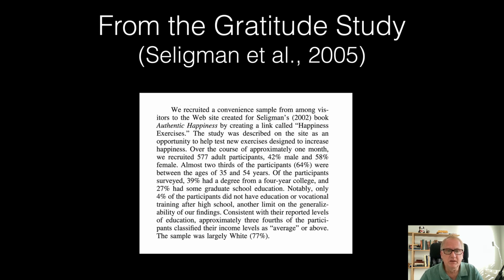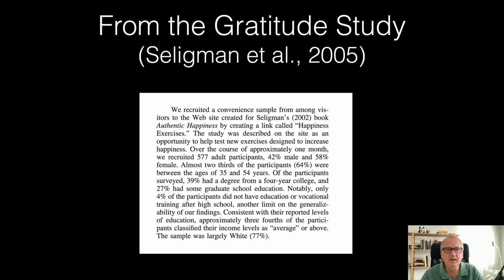Almost 2/3 of these participants were between the ages of 35 and 54. Of the participants, 39% had a degree from a 4-year college, 27% had some graduate school education. Notably, only 4% of the participants did not have education or vocational training after high school, another limit on the generalizability of our findings. Consistent with their reported levels of education, approximately 3/4 of the participants classified their incomes as average or above average, and the sample was largely white.